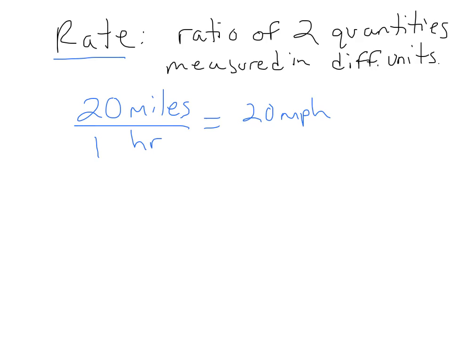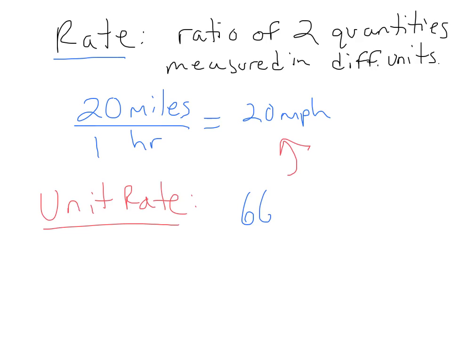Now, a unit rate is something a little different. A unit rate is a rate that's expressed in its simplest form, where the denominator is 1. And now you can say things like per or for every. Just like up here, this is actually a unit rate because you have 20 miles per every 1 hour. Notice the denominator is 1.